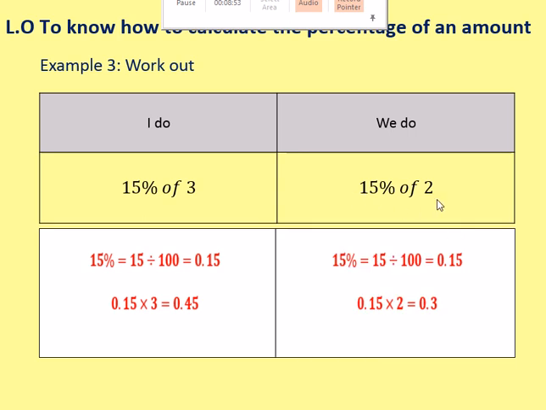So 15% of 2, find the multiplier for 15%. So we do 15 divided by 100, which gives me 0.15. And then 0.15 times 2, which gives me 0.3. So 15% of 2 is 0.3. Really well done if you got that right.